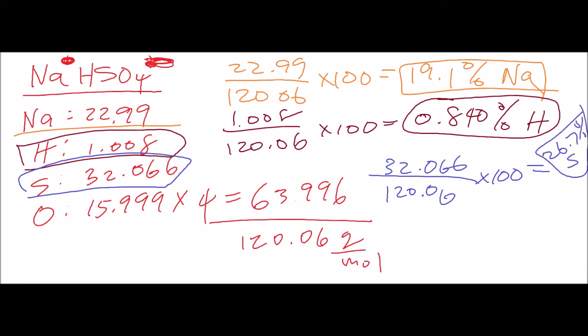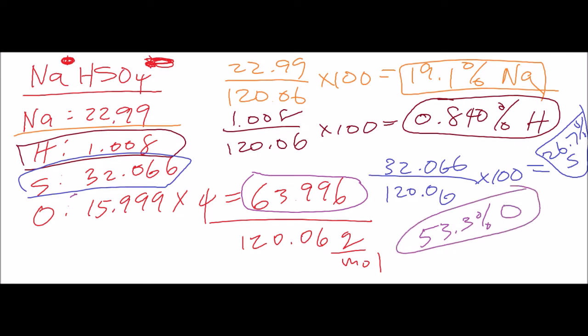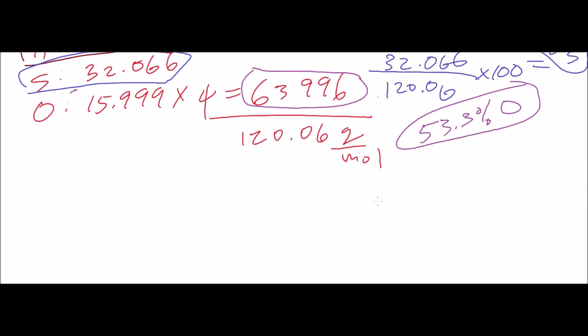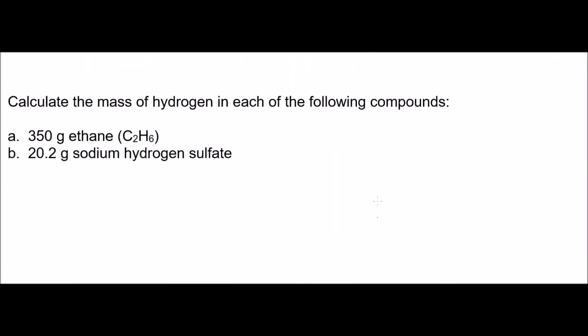All right, let's do another one. Oxygens. Oh, it's right here set up for us. 63.996. And the oxygen component is going to be 53.3% oxygen. All right, add them all up. I'm sure you're going to get 100 or very close to 100. What else do we have? No, there's another part. Make a different video for this one.